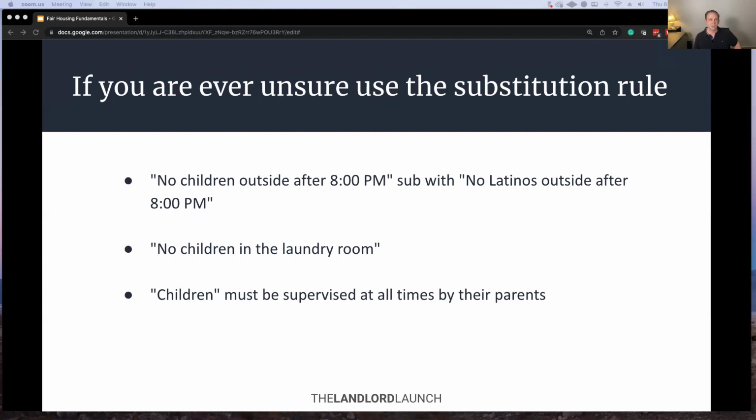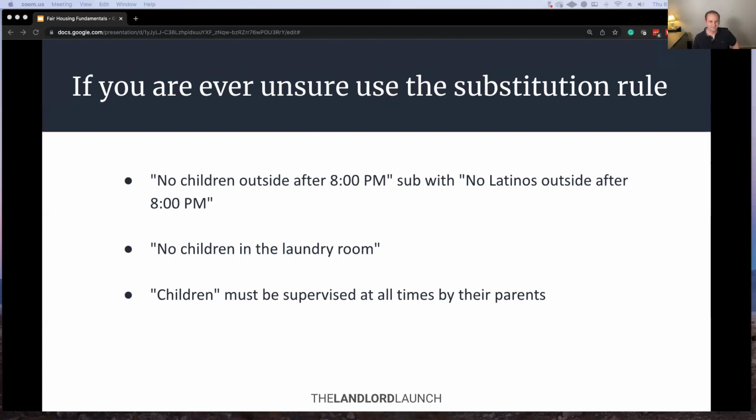You substitute that out with another protected class, you're going to know real quick if it passes the smell test. In this example, no Latinos outside after 8 p.m. That would not work. Again, no children in the laundry room, nobody in a wheelchair in the laundry room.